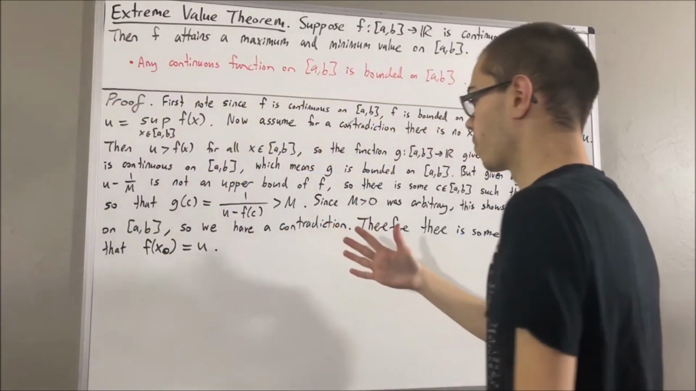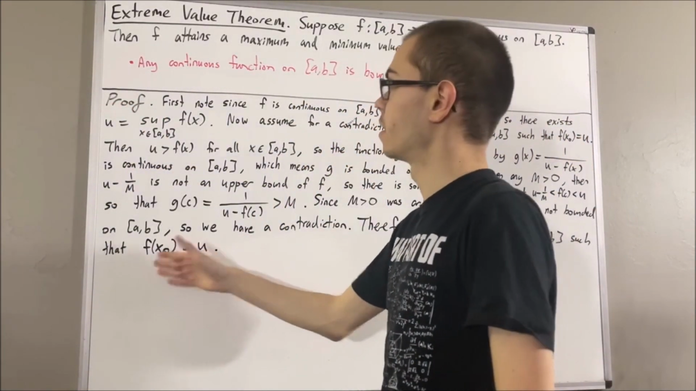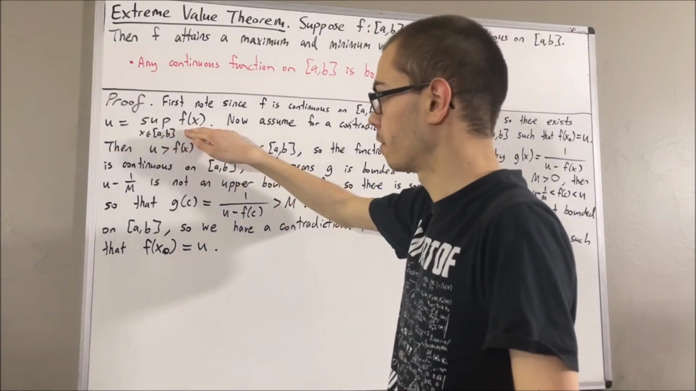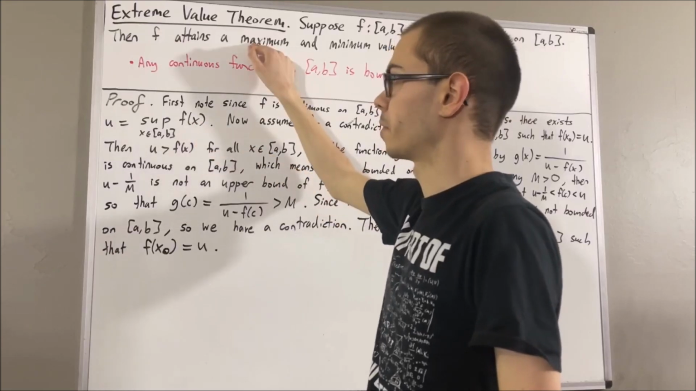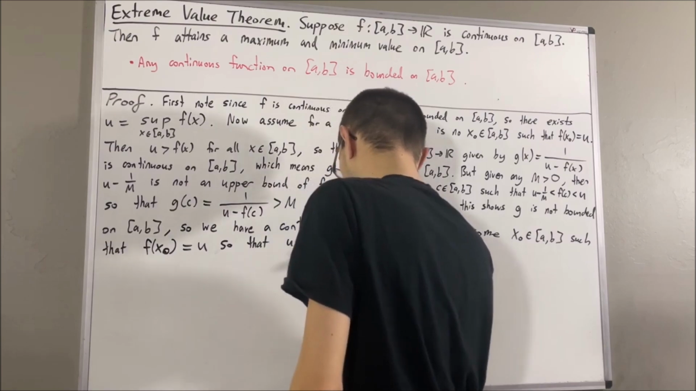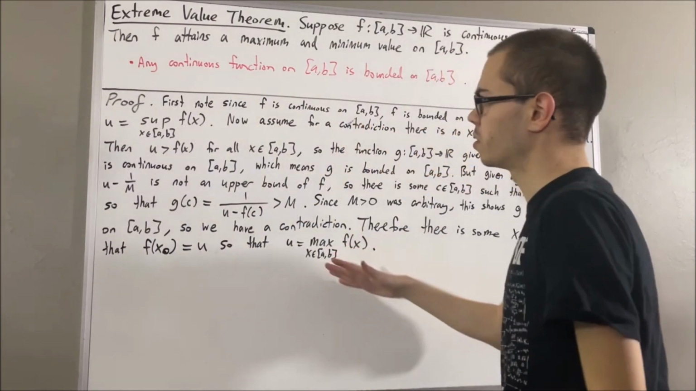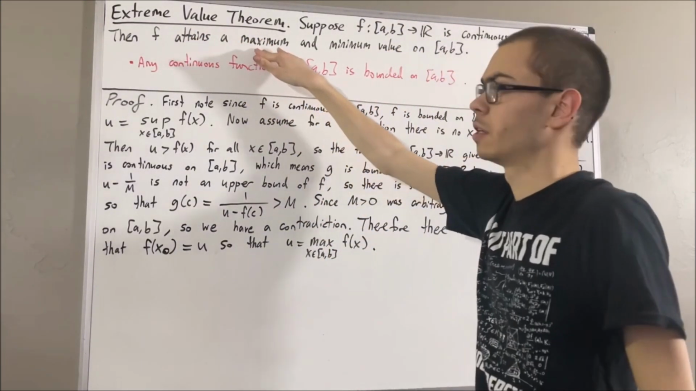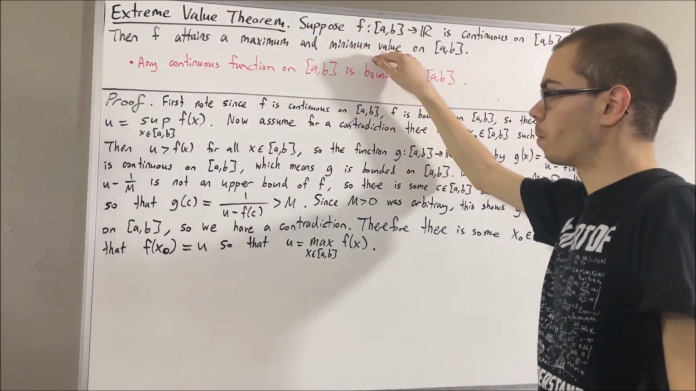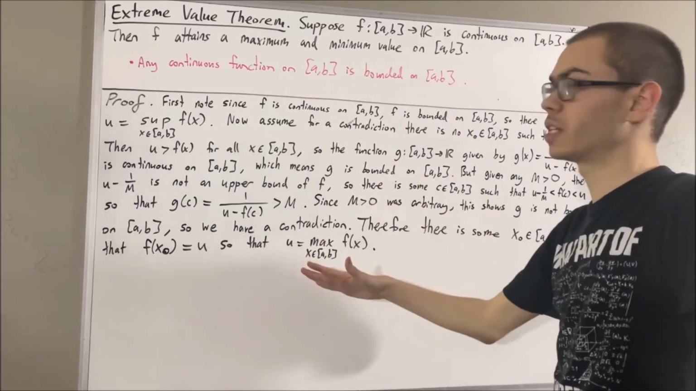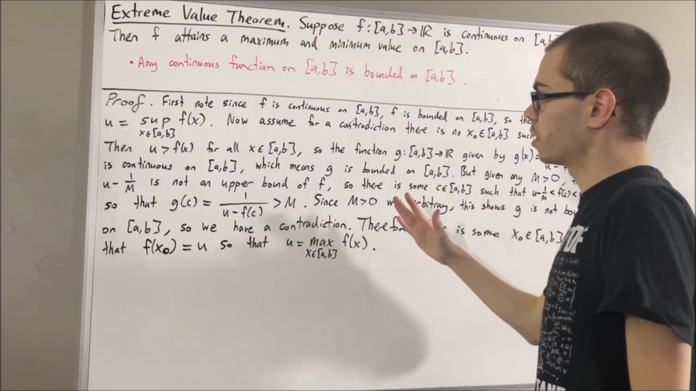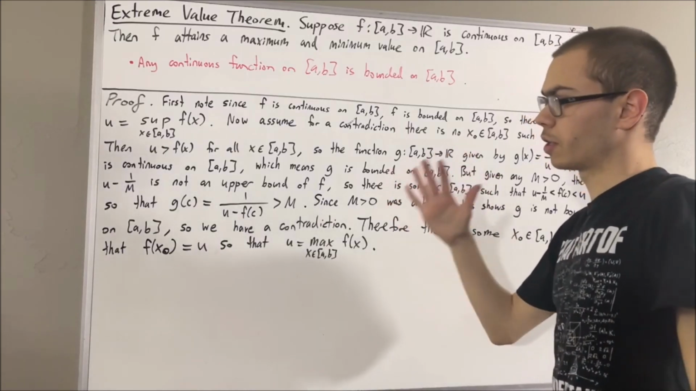And because u is an output value of the function f, and u is greater than or equal to every output value of the function f, that's enough to say that u is the maximum value of f. So this shows that f has a maximum value. Now we want to show f has a minimum value. Now, we could do pretty much the same argument that we just did to show that f has a minimum value. But instead, we're going to do so by considering the following function.